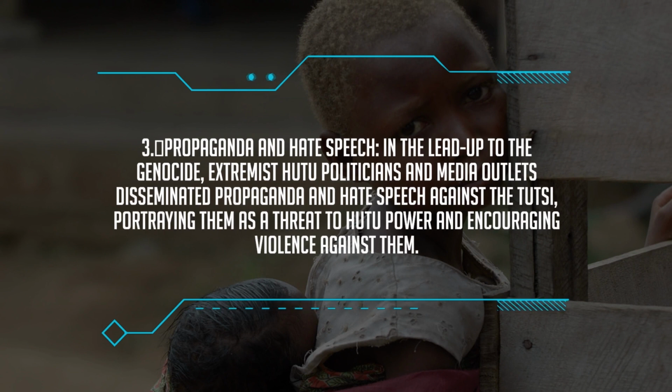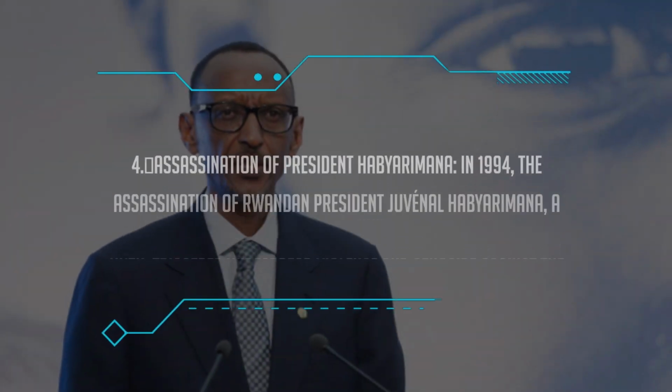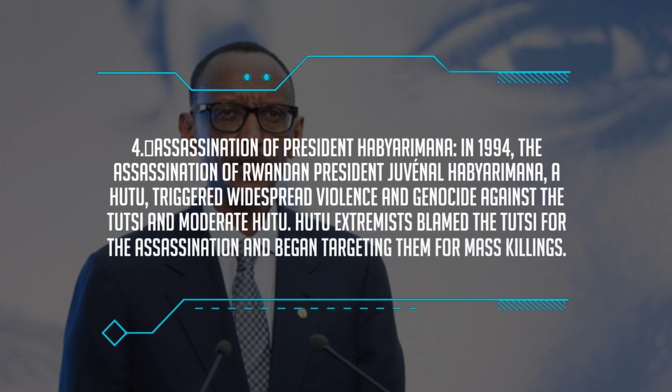3. Propaganda and hate speech. In the lead-up to the genocide, extremist Hutu politicians and media outlets disseminated propaganda and hate speech against the Tutsi, portraying them as a threat to Hutu power and encouraging violence against them. 4. Assassination of President Habyarimana.